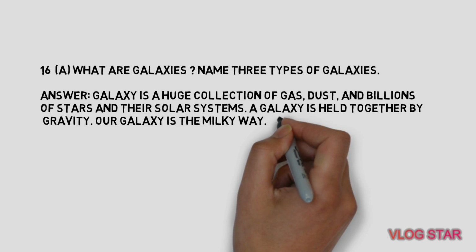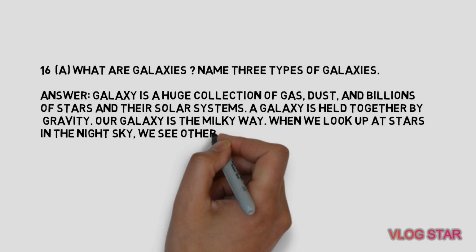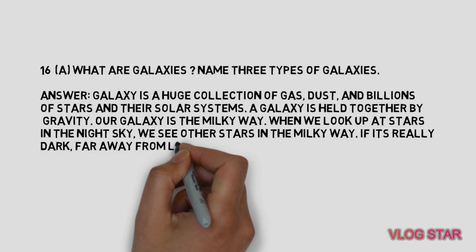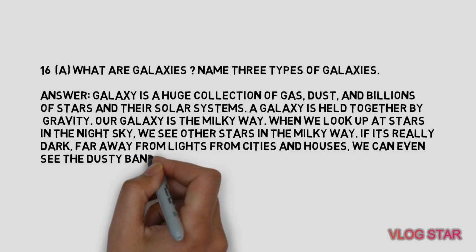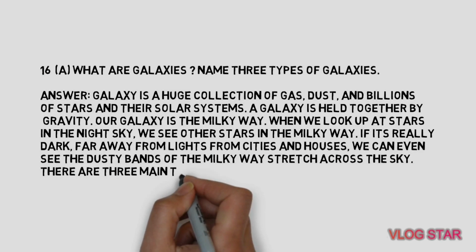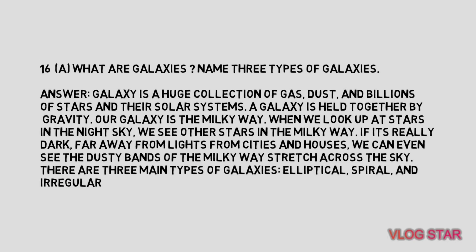When we look up at stars in the night sky, we see other stars in the Milky Way. If it's really dark, far away from lights from cities and houses, we can even see the dusty bands of the Milky Way stretch across the sky. There are 3 main types of galaxies: elliptical, spiral, and irregular.